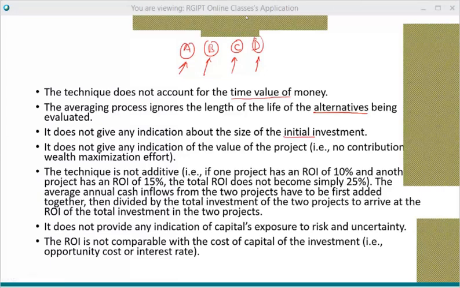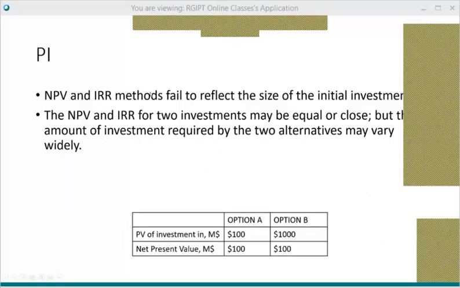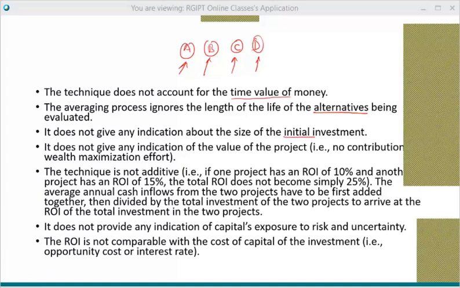Okay, so now before I move into another topic of profitability index, what I want to do is I want to have this quick 10 minutes quiz. And I'm going to send a link, and that is a Google form. Okay, and do that within 10 minutes. So let me send it to you.